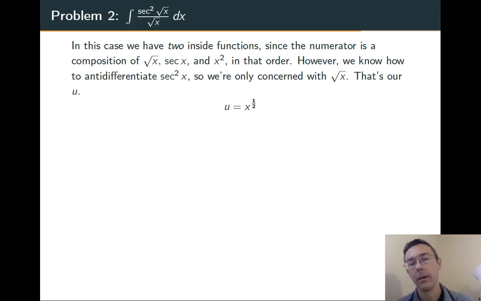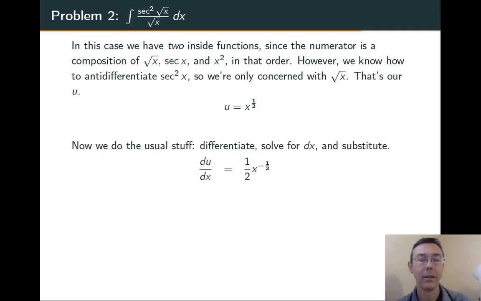That's our u. u equals x to the 1/2. I differentiate it and then solve it for dx. So once you know what your u is, your next couple of steps are always the same. Differentiate and solve for dx. In this case, I get dx equals 2 square root of x du.